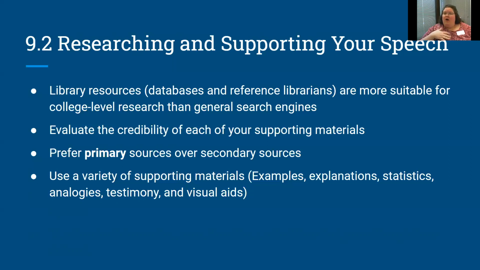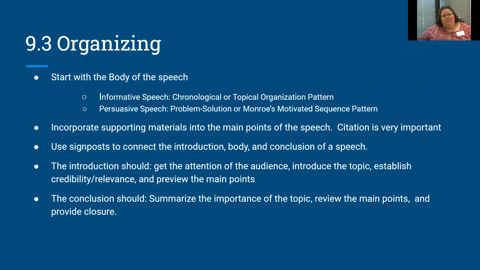So don't rely all on statistics or completely on examples. People are persuaded and informed by different types of information. So some want strong examples that are going to help them understand the material. Others do want very good statistics that show the quantity or the magnitude of the problem. So use a variety of supporting materials and don't just rely on one.